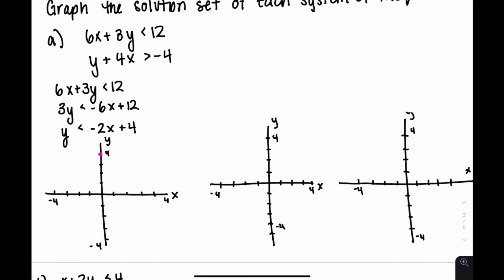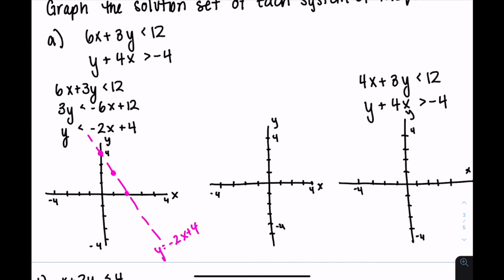The y-intercept would be at (0, 4), and my slope is -2. So I go down 2 over 1, down 2 over 1. And then we go ahead and draw this as a dotted line. So this is y equals -2x plus 4. And this last one is going to be the full system, so I'm going to go ahead and just transfer that over to this last one as well. It goes through (0, 4), goes through (2, 0), and this is a dotted line.